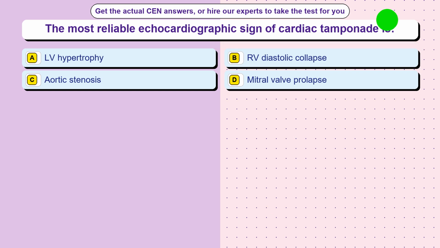Question 12. The most reliable echocardiographic sign of cardiac tamponade is: Option A. LV hypertrophy. Option B. RV diastolic collapse. Option C. Aortic stenosis. Option D. Mitral valve prolapse.